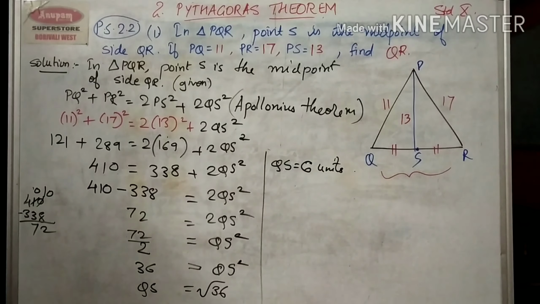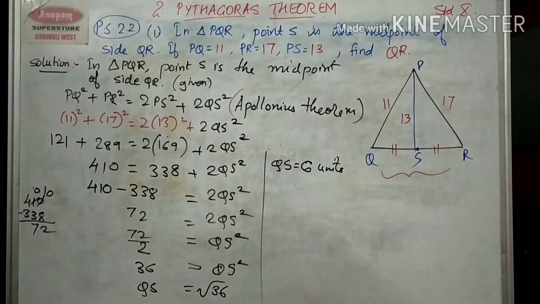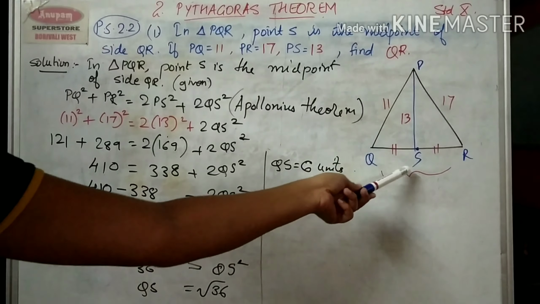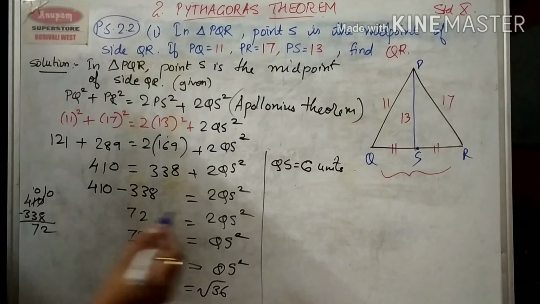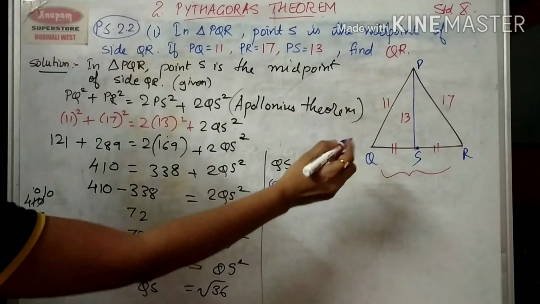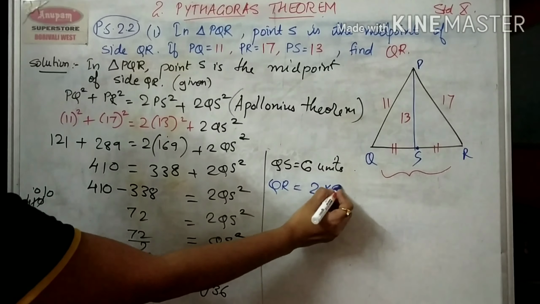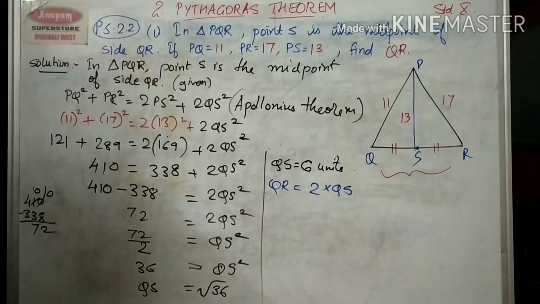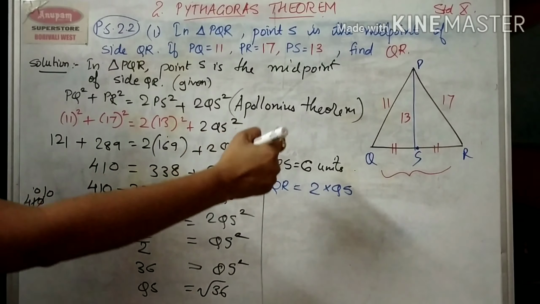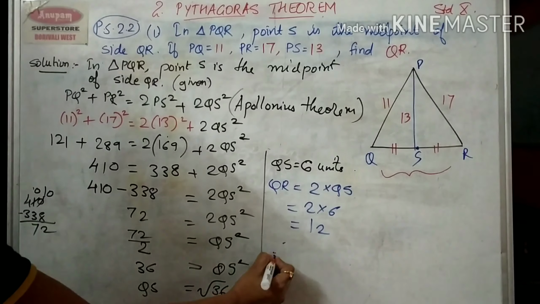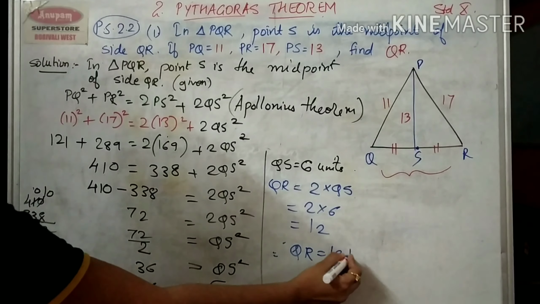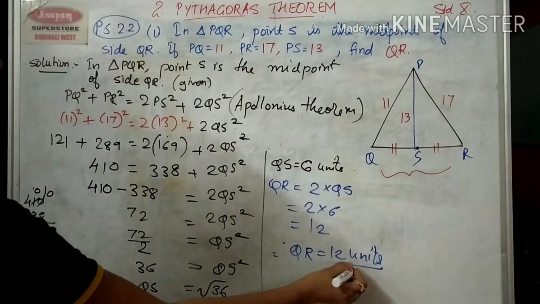So if you look here, QR is twice of QS. Yes. So we write down that. QR is equal to 2 into QS. Since S is the midpoint, yes, we have written at the beginning only, so QR becomes twice of QS, which becomes twice into 6, which is 12. Therefore QR is equal to 12 units. This is our final answer.